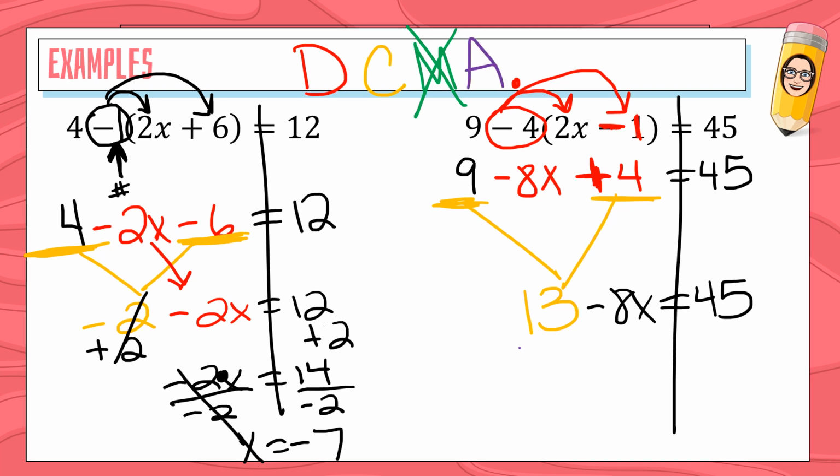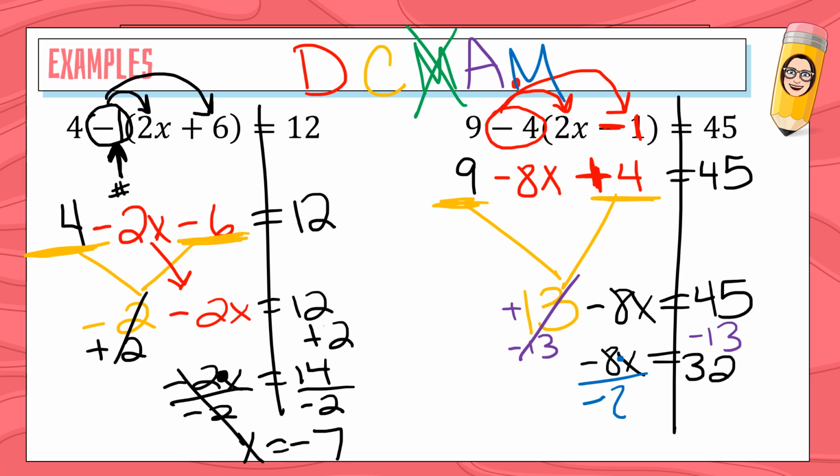Let's undo any addition or subtraction. Instead of a positive 13, I'm going to minus 13. Why? Because that negative belongs to the 8, not the 13. If we subtract, we have 32. And we're going to undo any multiplication or division. And so instead of times negative 8, we're going to divide negative 8. That gets us to x equals negative 4. Okay, these ones are getting tougher, right? So again, consider pausing, put your pencil down, and just listen.